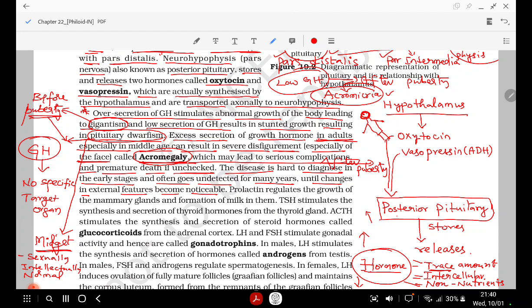Small head, small eyes, short hands and short limbs we can say. Forelimbs and hind limbs become short, but normal height. Acromicria is seen after puberty due to lower secretion of growth hormone after puberty. Lower secretion of growth hormone after puberty causes acromicria. Okay, that's all.